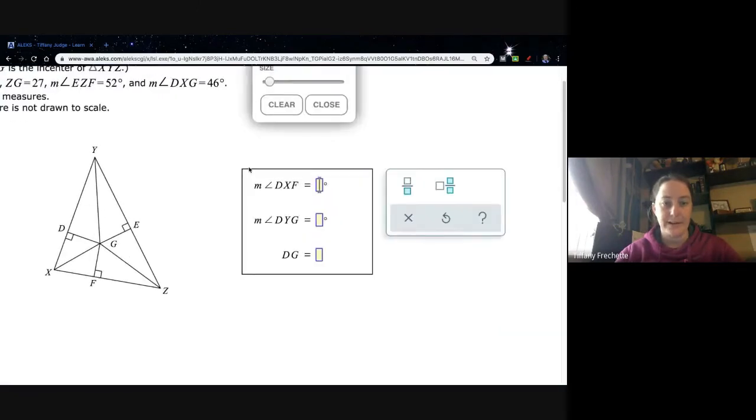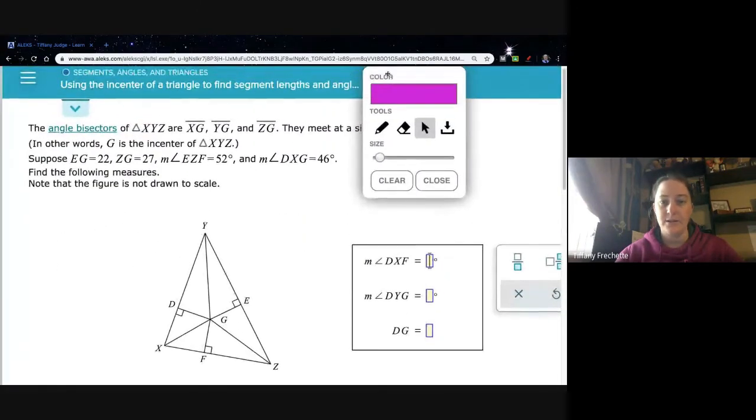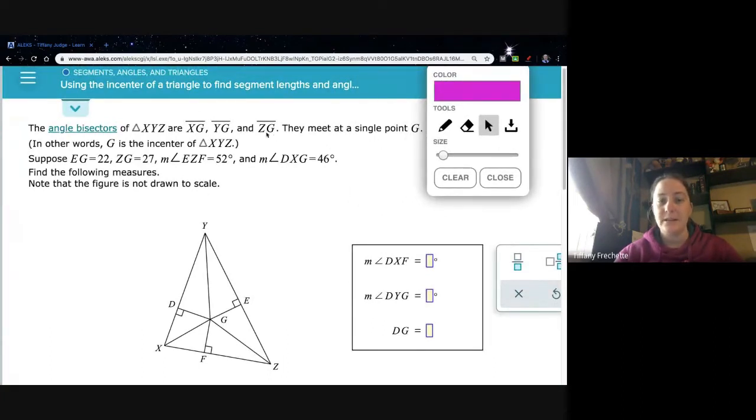Okay, so let's zoom back in on this so that I can write in it a little nicer. All right, so this tells us, again, we have these 3 segments that are the angle bisectors of triangle XYZ, and they meet at a single point G. So we know this is our incenter. So this point here is our incenter, and that means that all of these are the same distance from the incenter. That's what incenter means. So let's go ahead and start putting our information in.